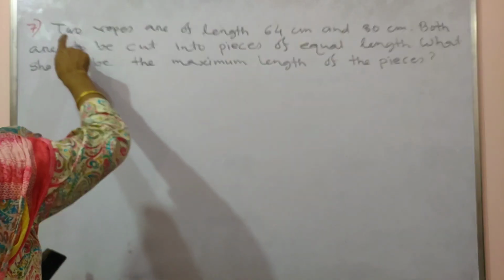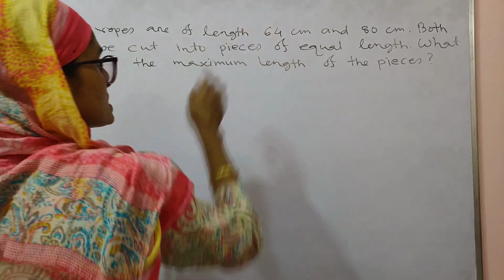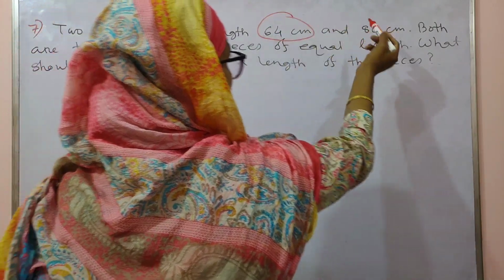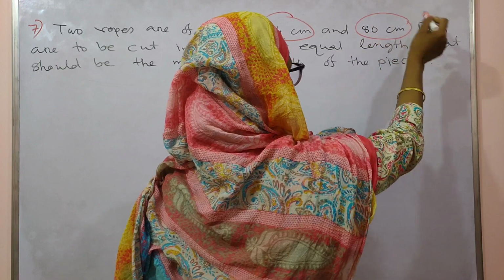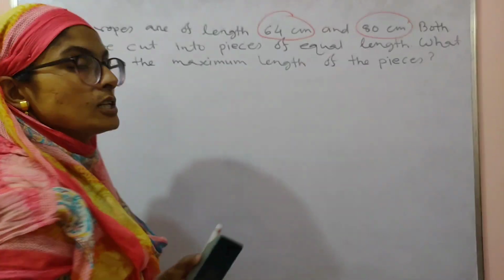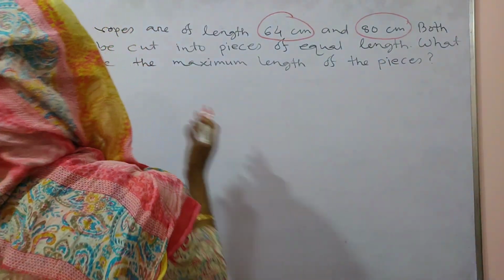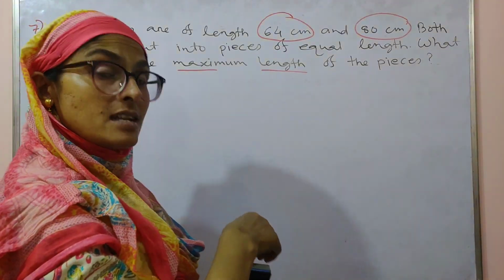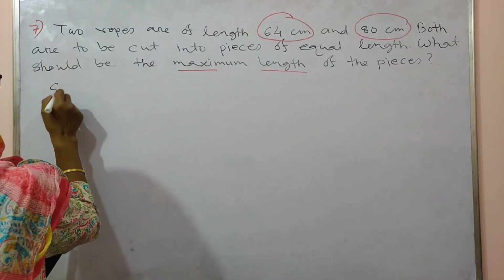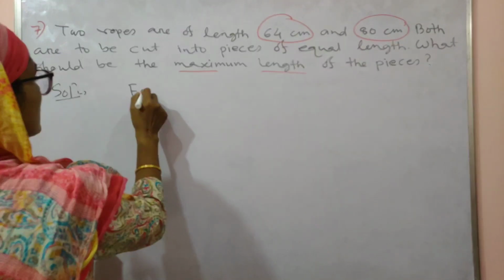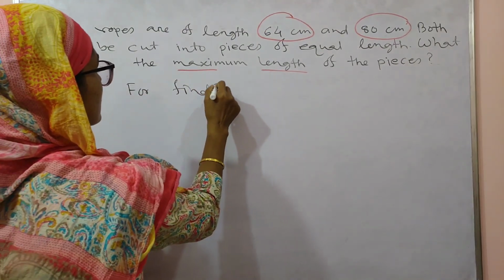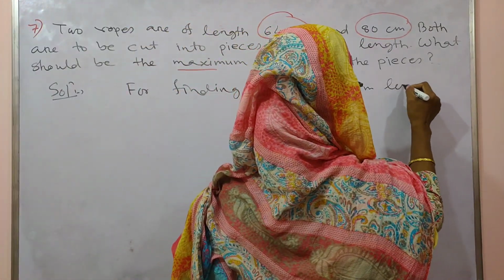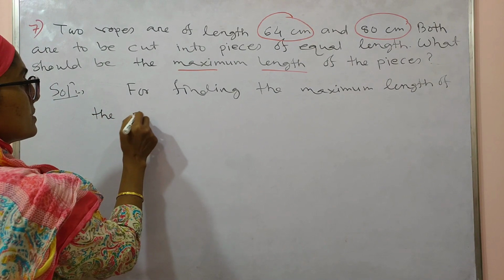Number 7. Two ropes are of length 64 centimeters and 80 centimeters. Both are to be cut into pieces of equal length. What should be the maximum length? Maximum length, that means we have to find the HCF. Write down the solution for finding the maximum length of the pieces.